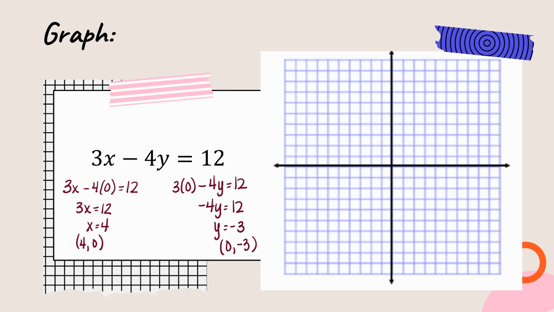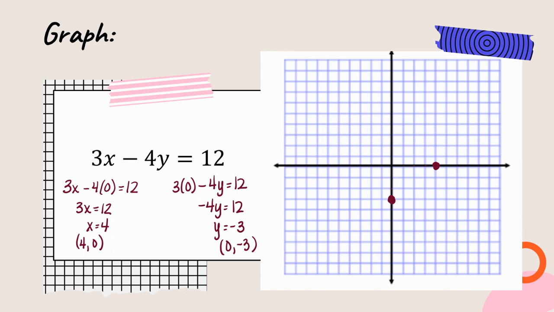Step 2 is to plot both of those points. So I have an x-intercept at 1, 2, 3, 4. So I'm going to go to 4 on the x-axis. And then I have a y-intercept at (0, -3). So I'm going to go down 3, 1, 2, 3 on the y-axis. And then the nice thing about standard form is I can just connect those points.